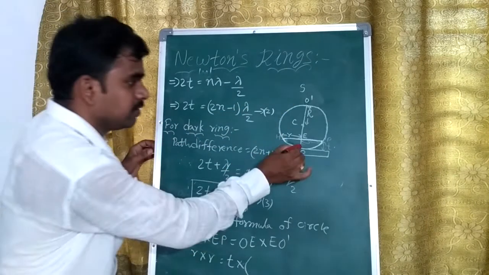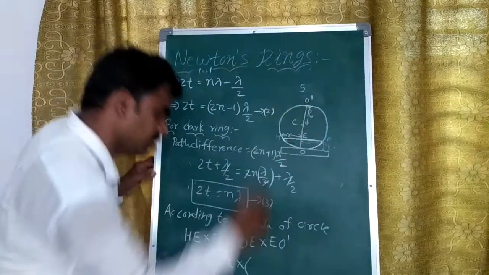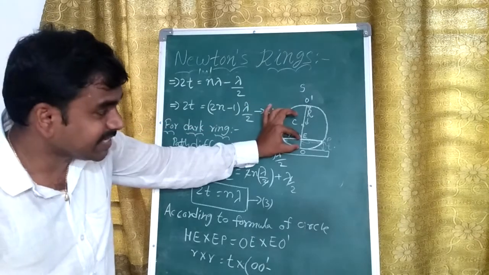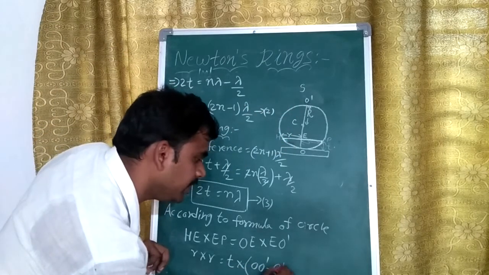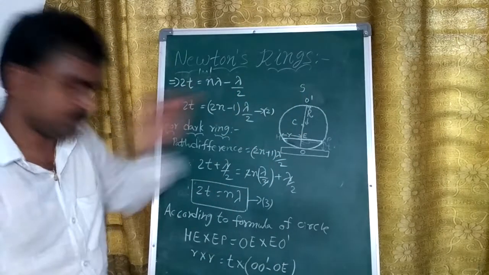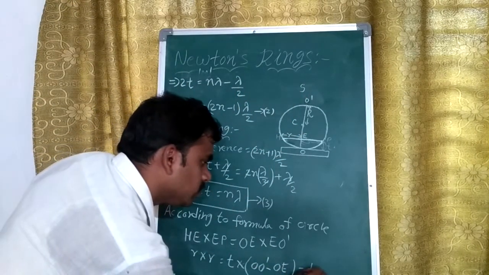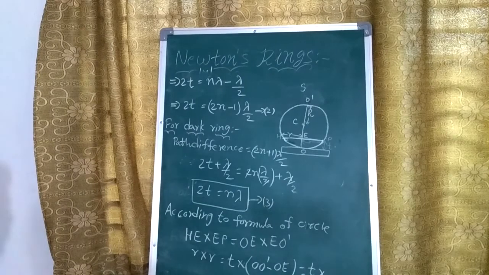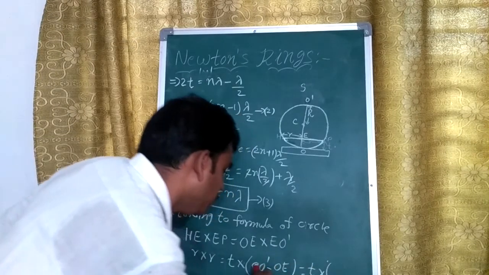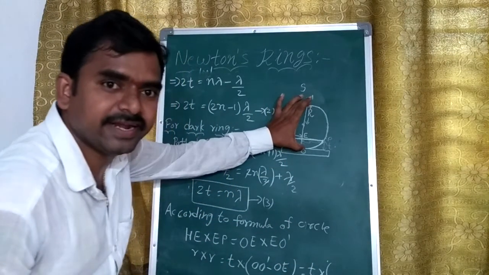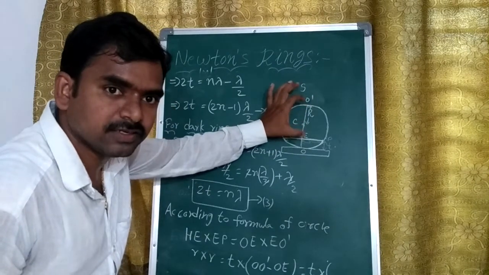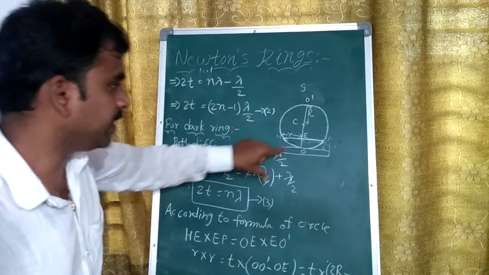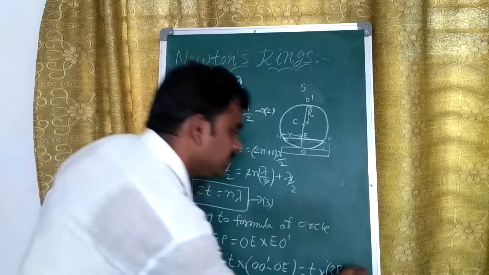So for that, we have to take the total, that means OO dash. If we subtract OE from OO dash, we will get EO dash. That equals T into (OO dash minus OE). OO dash is the diameter, and R is the radius, so the diameter means 2R. So 2R minus OE, and OE means T.